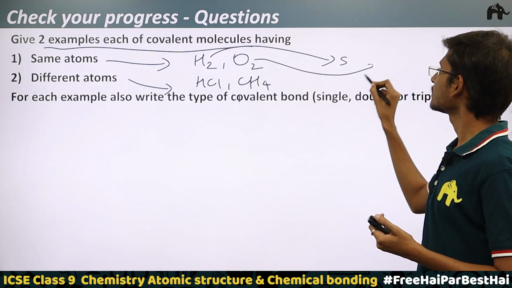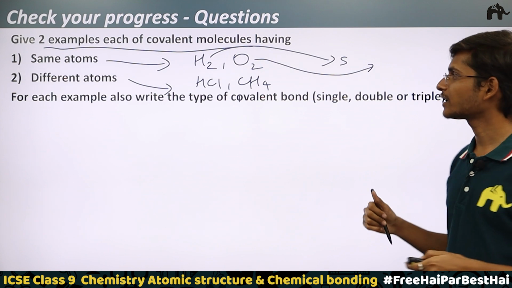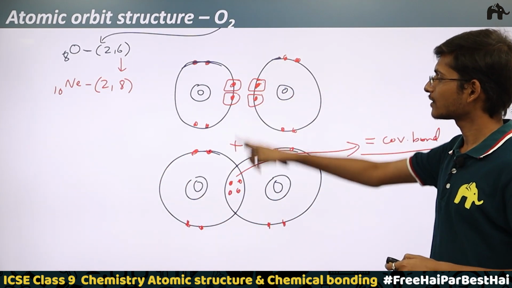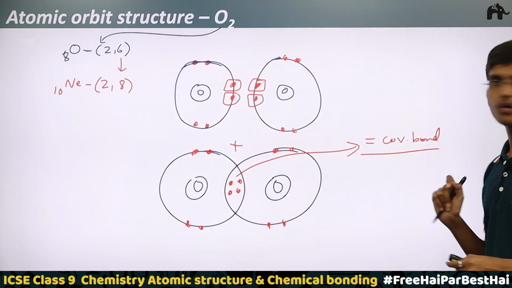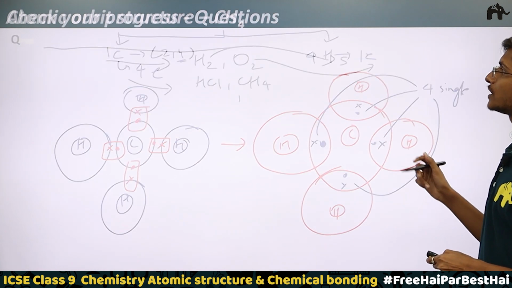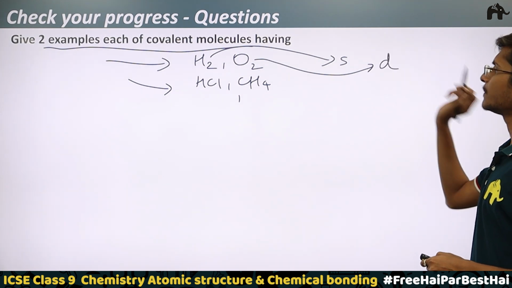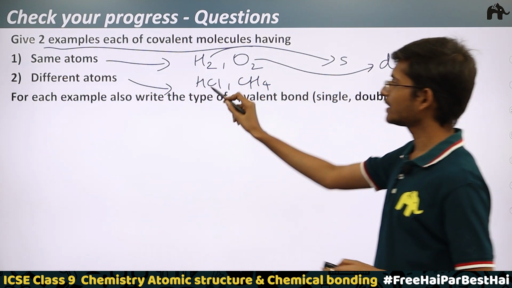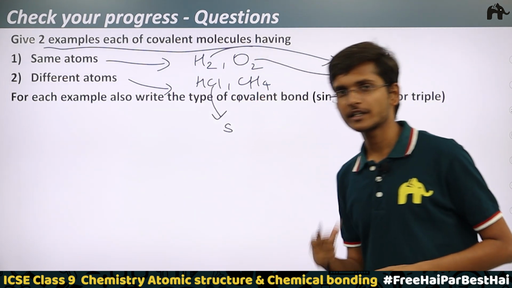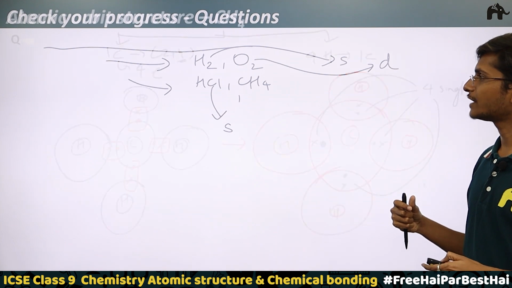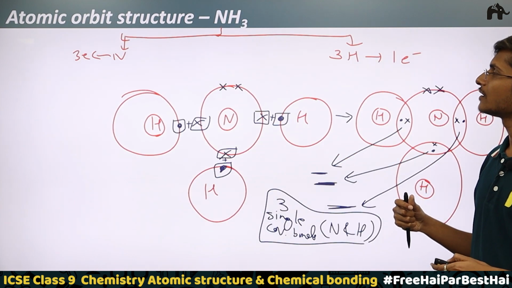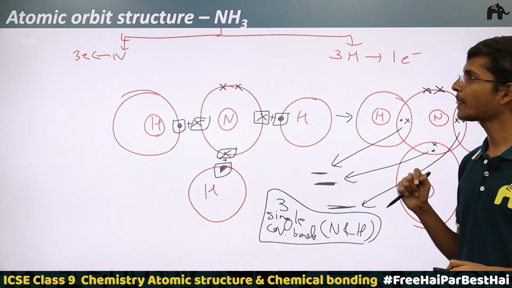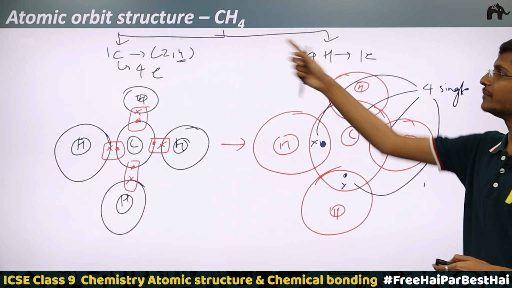For oxygen, it's a double covalent bond, right? We have seen, oxygen, double covalent bond, correct? So here oxygen is double, I'm just writing D. Then HCl, again a single covalent bond, because only one mutually shared pair of electrons is there between the hydrogen and chlorine atoms. See HCl, you can see one mutually shared pair of electrons, so single covalent bond. And the last one we wrote was methane.